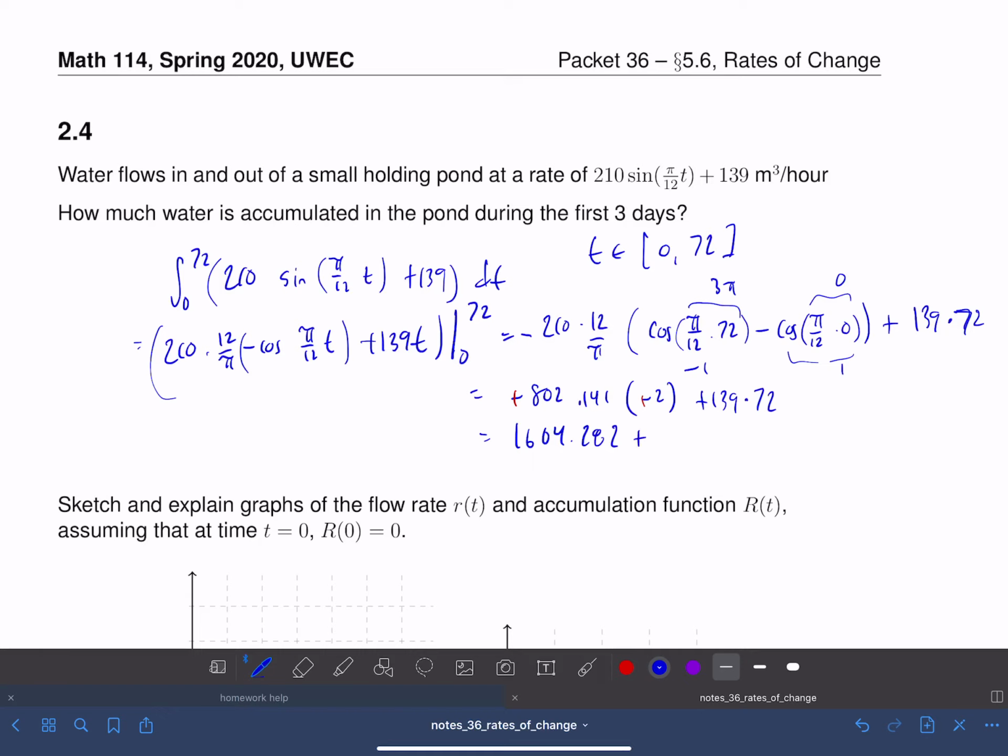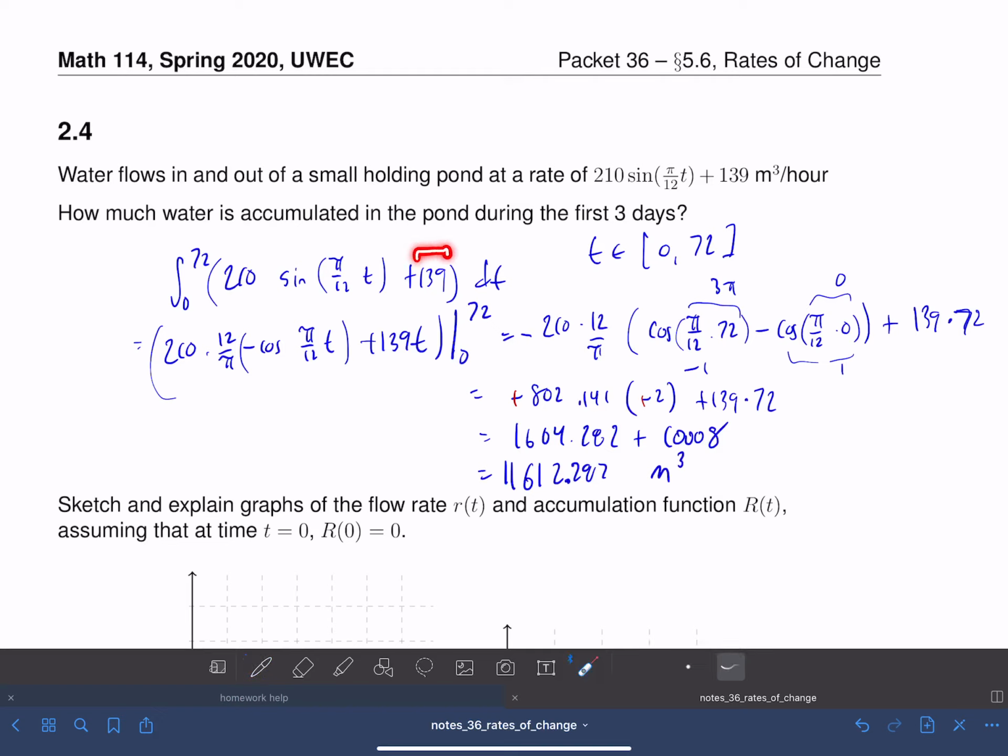$139 times 72 is 10,008. 10,008 plus 1604.282 is equal to 11612.282 cubic meters.